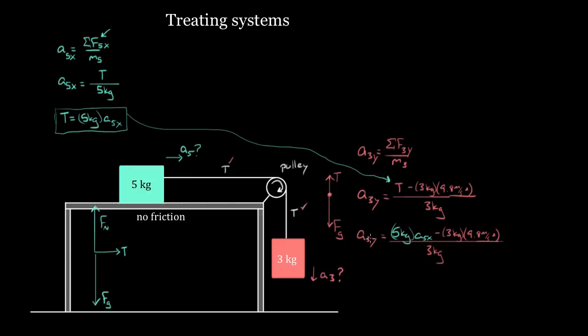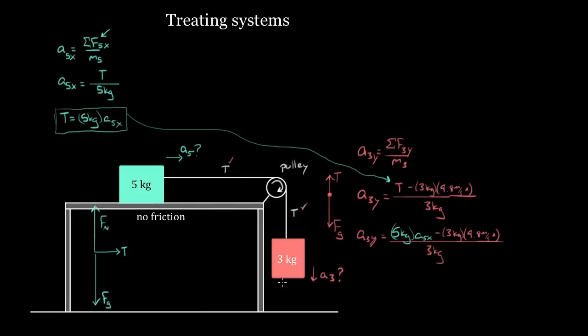Look at this acceleration here: it is the acceleration of the 3 kilogram mass vertically. This acceleration here is the acceleration of the 5 kilogram mass horizontally. Now here's where I'm going to have to make an argument, and some people don't like this, but it's crucial to figuring out this problem. And the key idea is this.